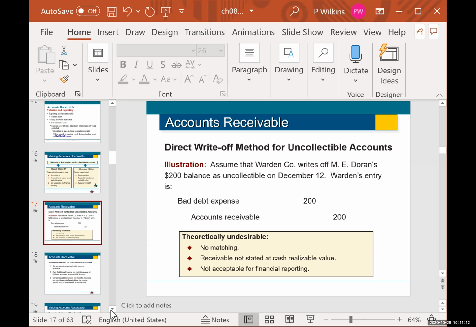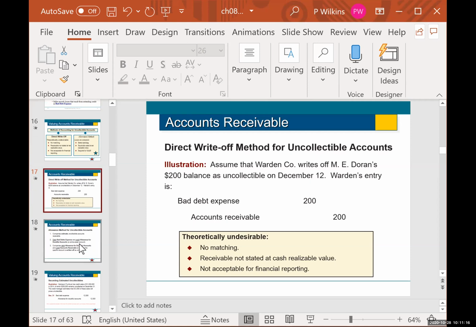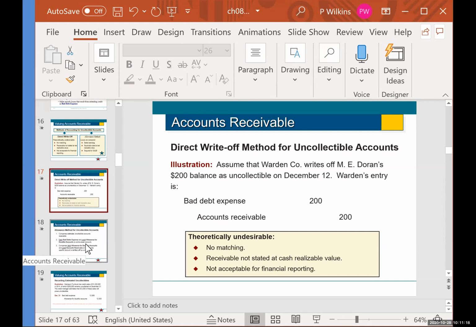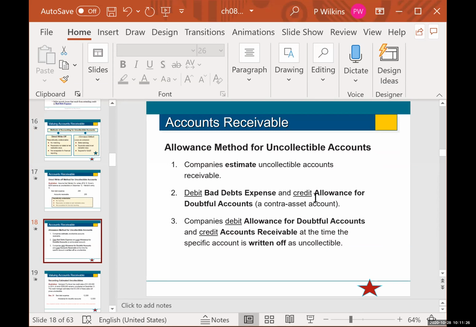All right, so that's called the direct write-off method, okay? The other method is a little more involved, of course, but hang with me for a second and you'll kind of get how this works. The allowance method is also called allowance for uncollectible accounts, or allowance for doubtful accounts, which is the name of the account that we're going to be using. It's a new account, allowance for doubtful accounts, just like bad debts is a new account.